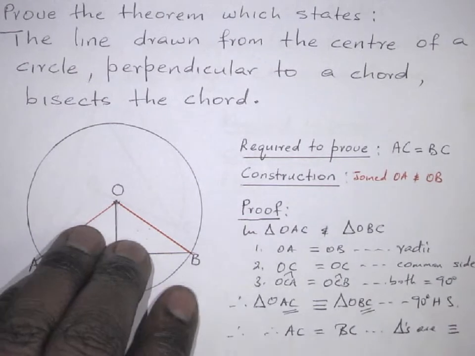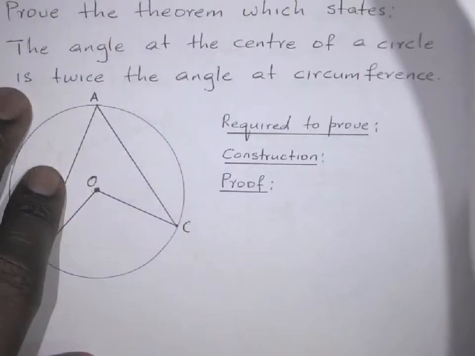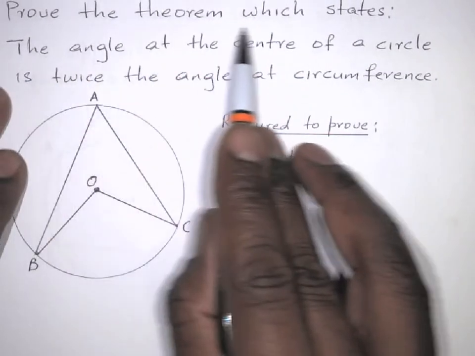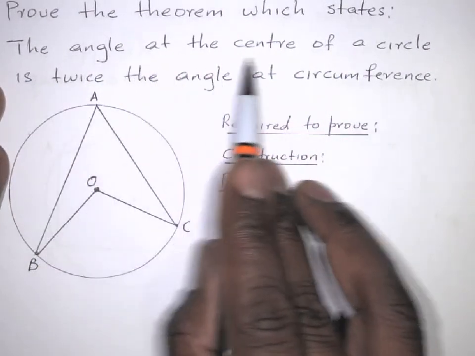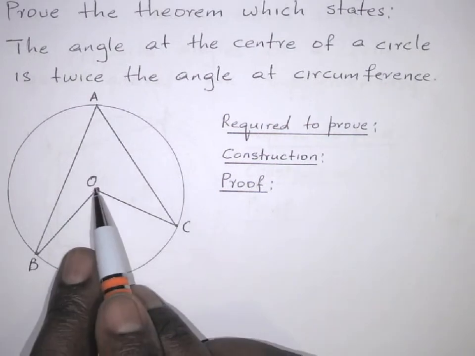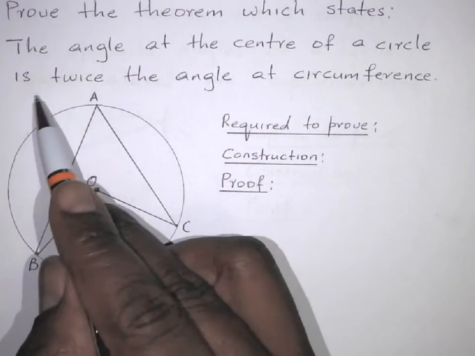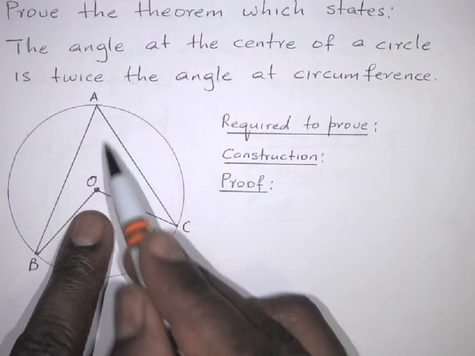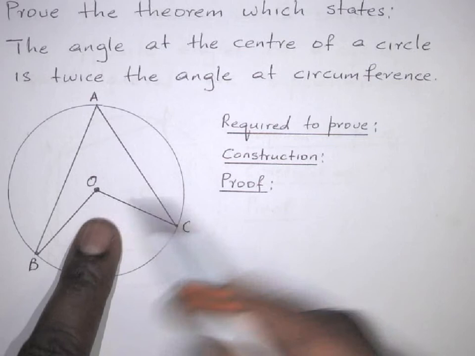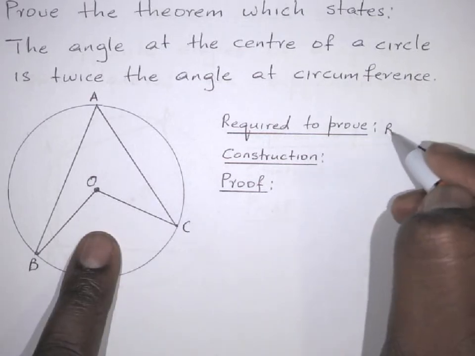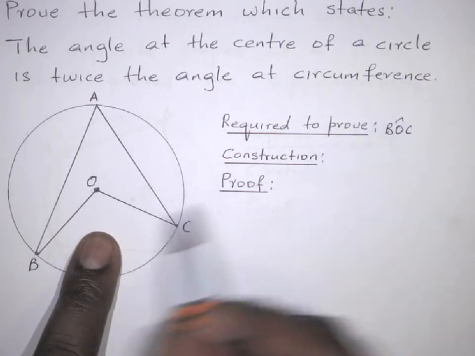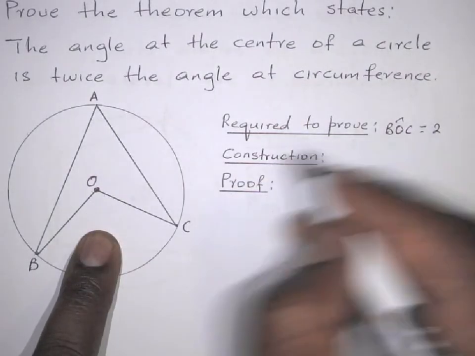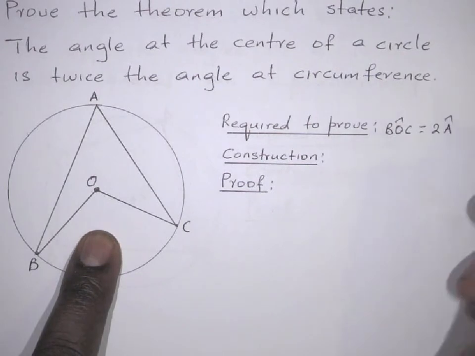Alright? Now let's look at another theorem that you need to prove. This one says, prove the theorem which states the angle at the center of a circle, that angle over there, is twice the angle at the circumference. You've got to prove that the angle at the center is 2 times that angle. So you must prove that angle BOC is equal to 2 times angle A. Let's put A there to make things simpler.